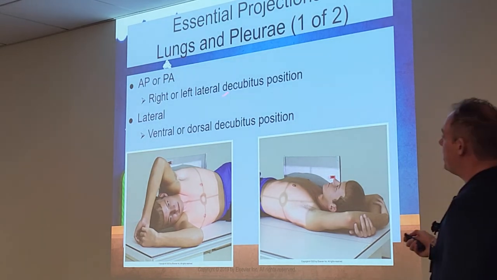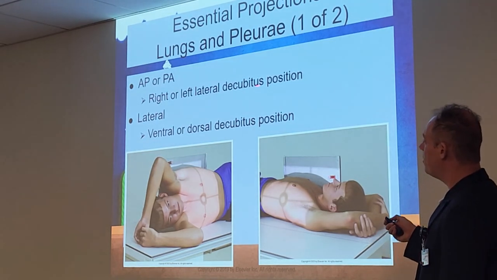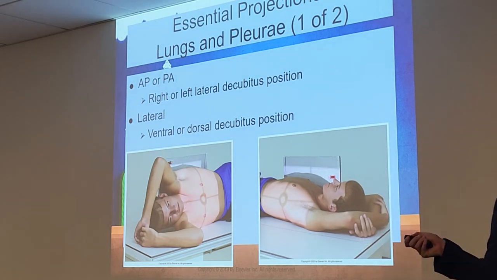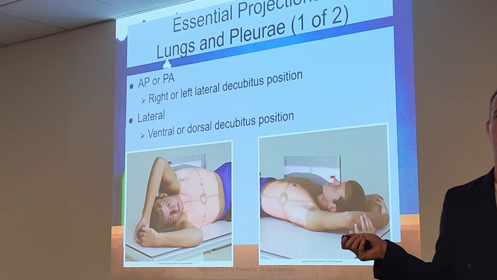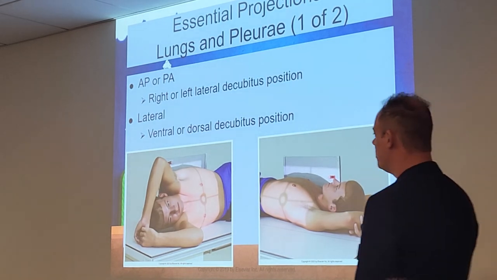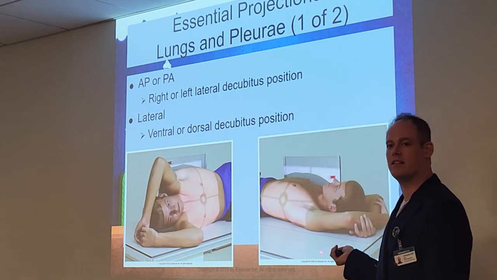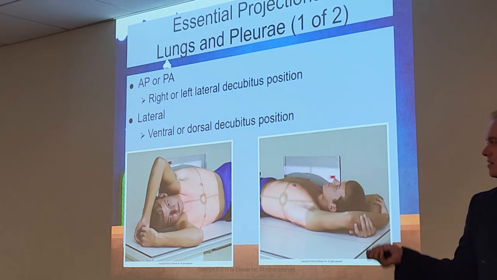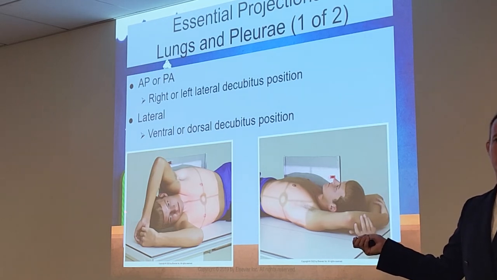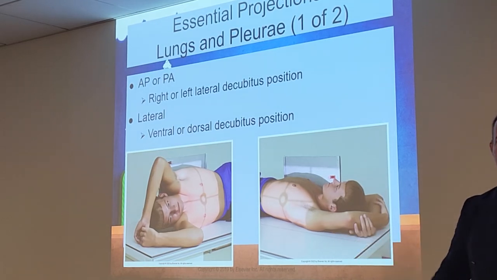But when we do the AP or PA projections for decubes, that's always a right or left lateral decubitus. When we're doing a lateral projection for decubes, that's going to be a ventral or a dorsal decubitus. Ventral means that the patient is on their belly. Dorsal means the patient is on their back, like this one on the right here. This is a dorsal decubitus. Over on the left, this would be a right lateral decubitus or AP projection.